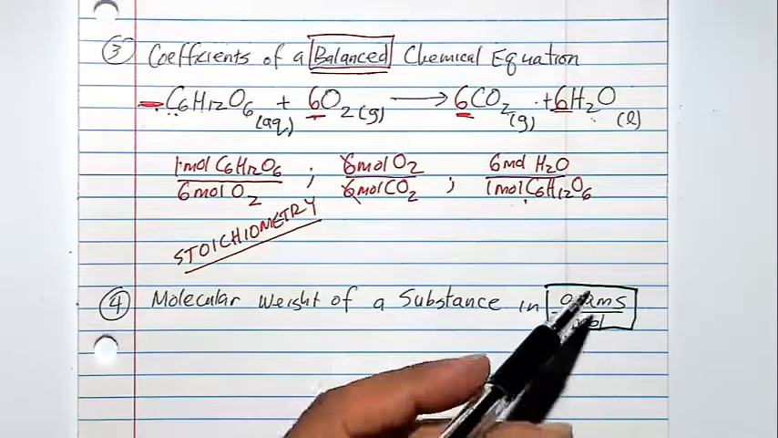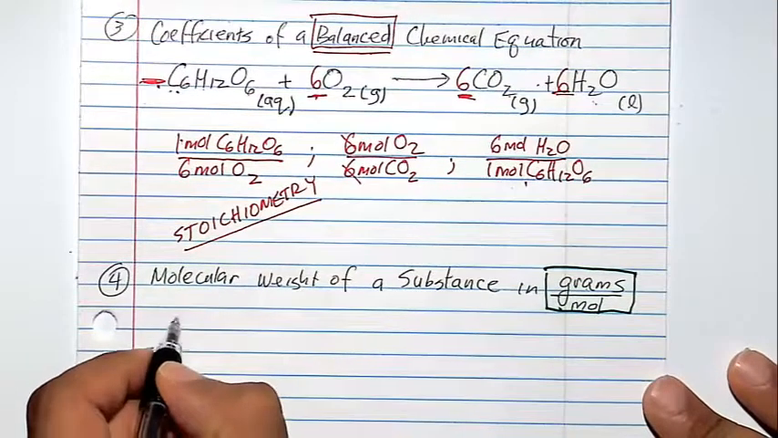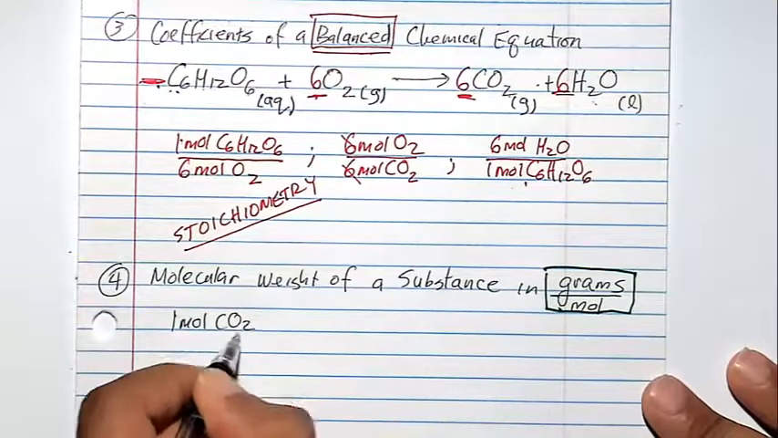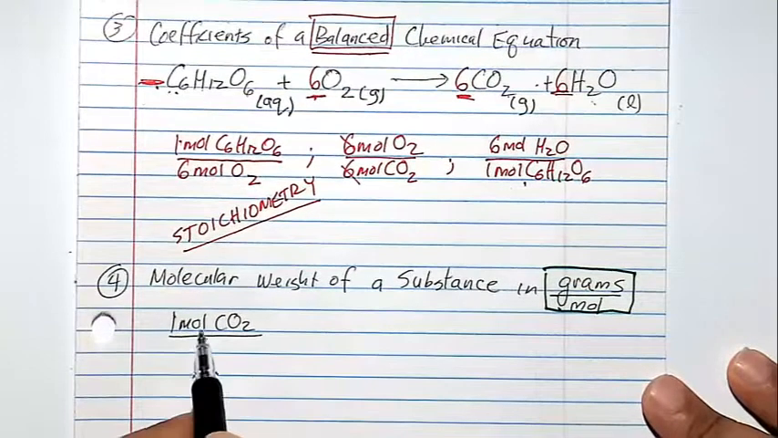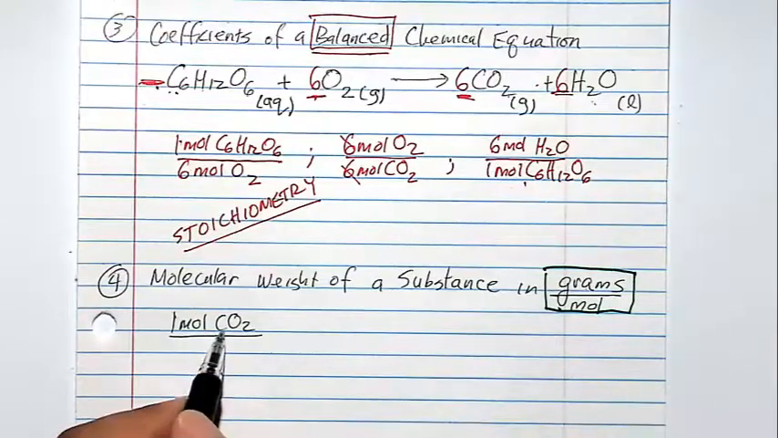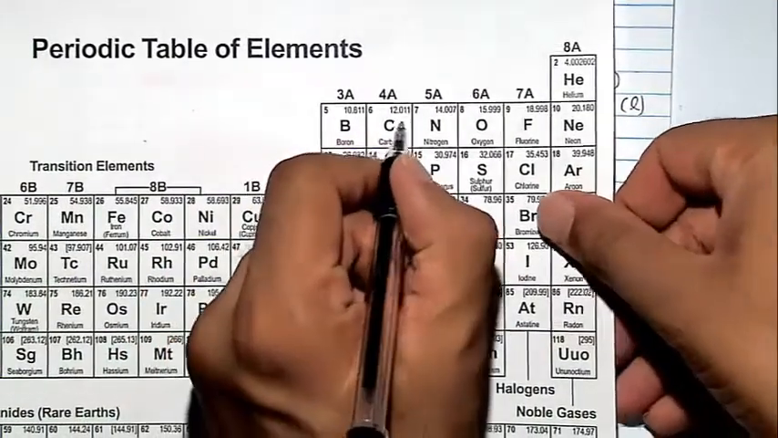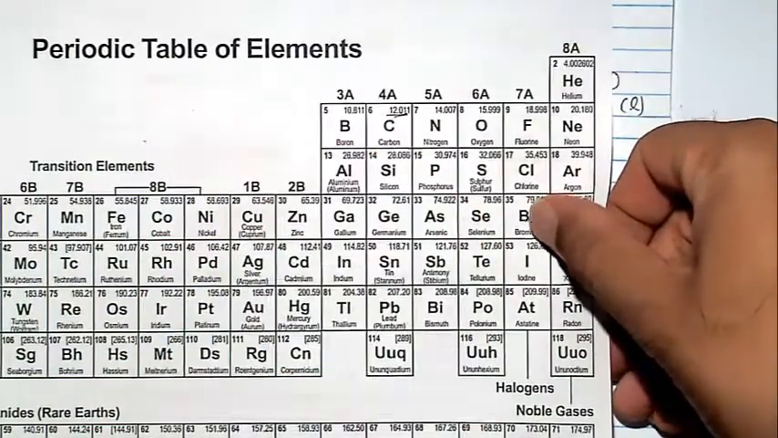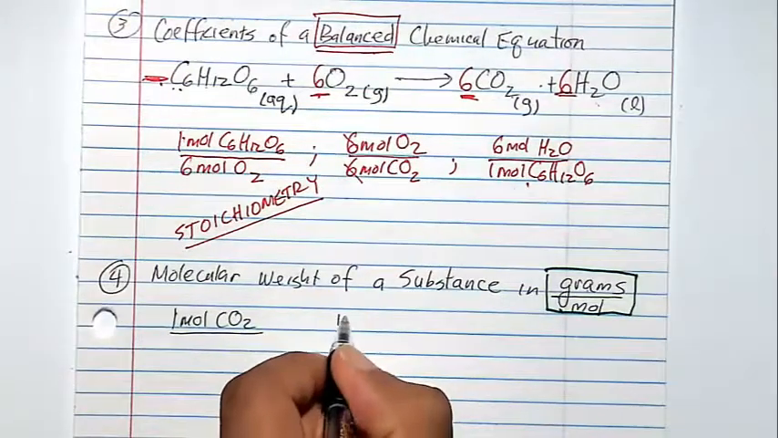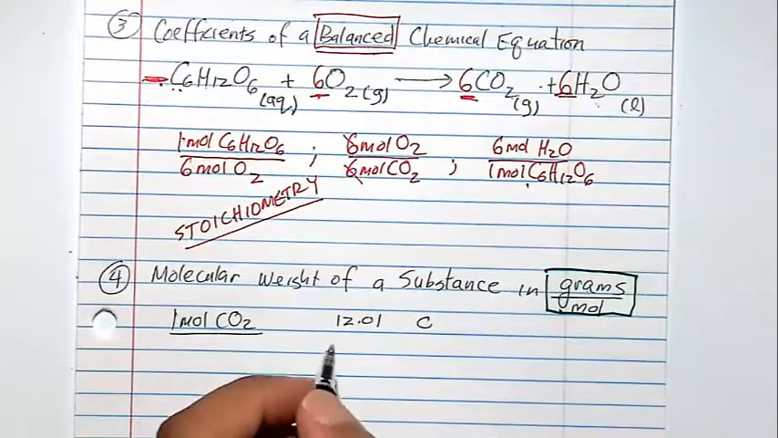The molar mass is in grams per mole. So let's go back to our CO2 example here. For every 1 mole of CO2, how many grams are in 1 mole of CO2? Let's get our periodic table out. Always consult your periodic table. Well, 1 mole of CO2 has 1 carbon atom. So that 1 carbon atom has a molecular weight of 12.01. And that's carbon. And 2 oxygen atoms.